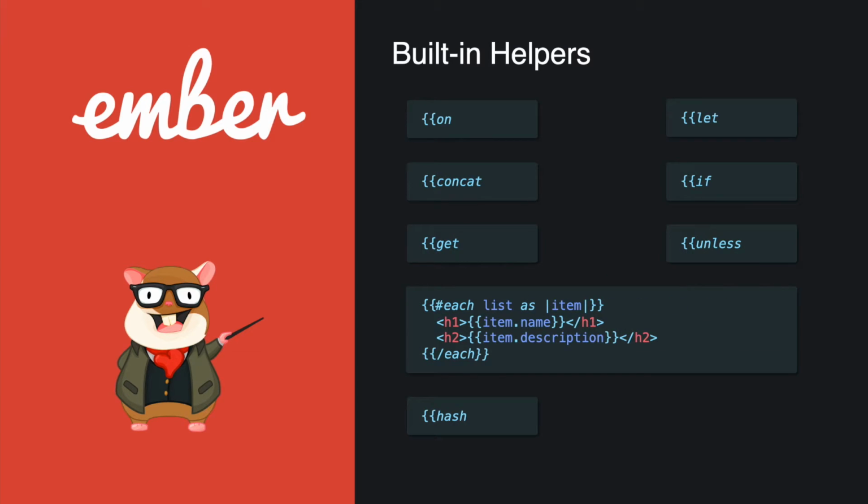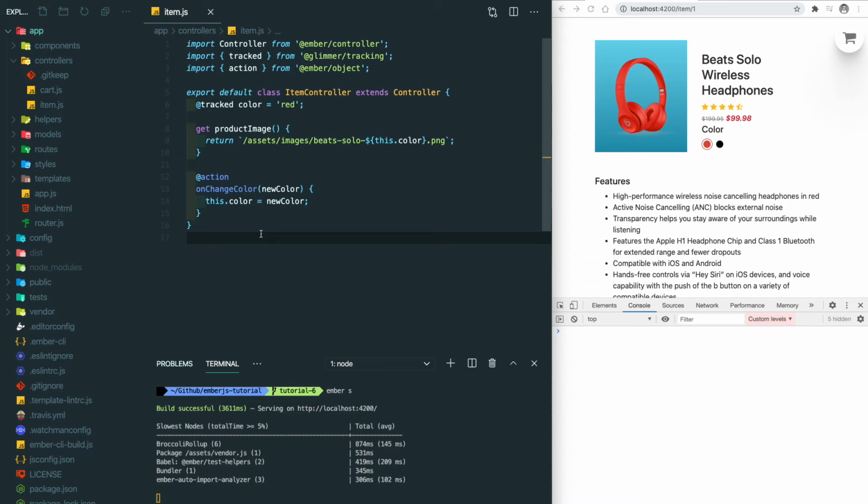The last one, each helper, which is also a highly frequently used helper in Ember. It's like a for loop. So you can give a list or array in the first argument, and you can define the name for its entity, which is item here. And then you can just use an item inside this each block. So let's continue on our project.